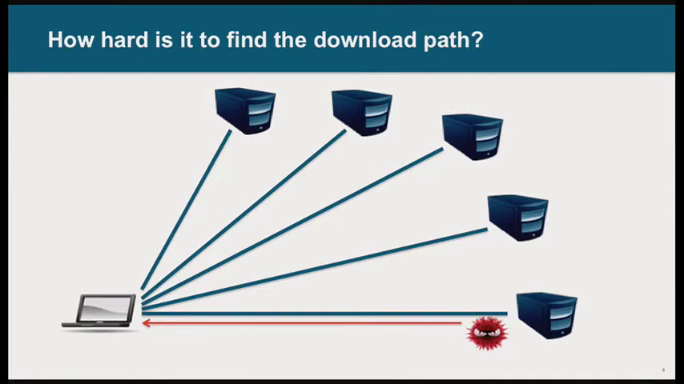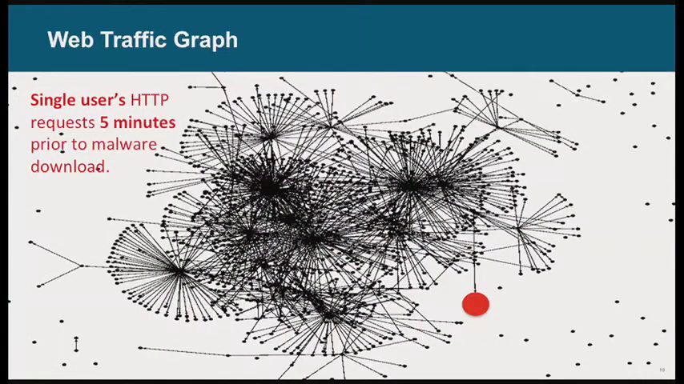So how hard is it really to find the actual path the user took that eventually led them to a malicious download? If you look at my slide, it seems pretty easy here, right? I have 4 requests that happened just prior to this malicious download, and I simply circled those and showed that as the path. But in the real world, it is much more complex.